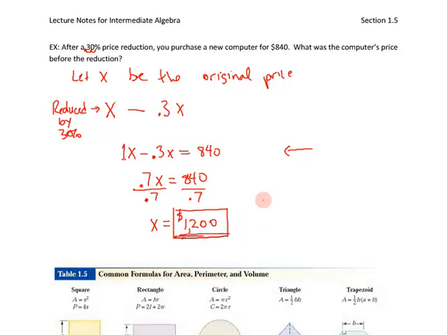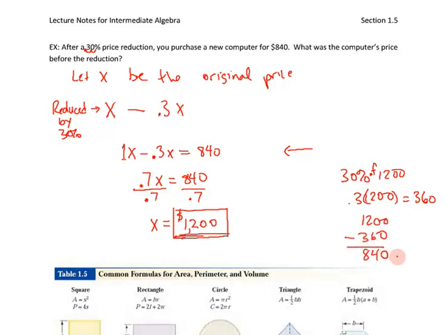Okay, and you can check if you reduce that by 30%. First of all, 30% of 1,200 would be 0.3 times 1,200, which is $360. So 1,200 minus 360 gives me 840, so it checks out.